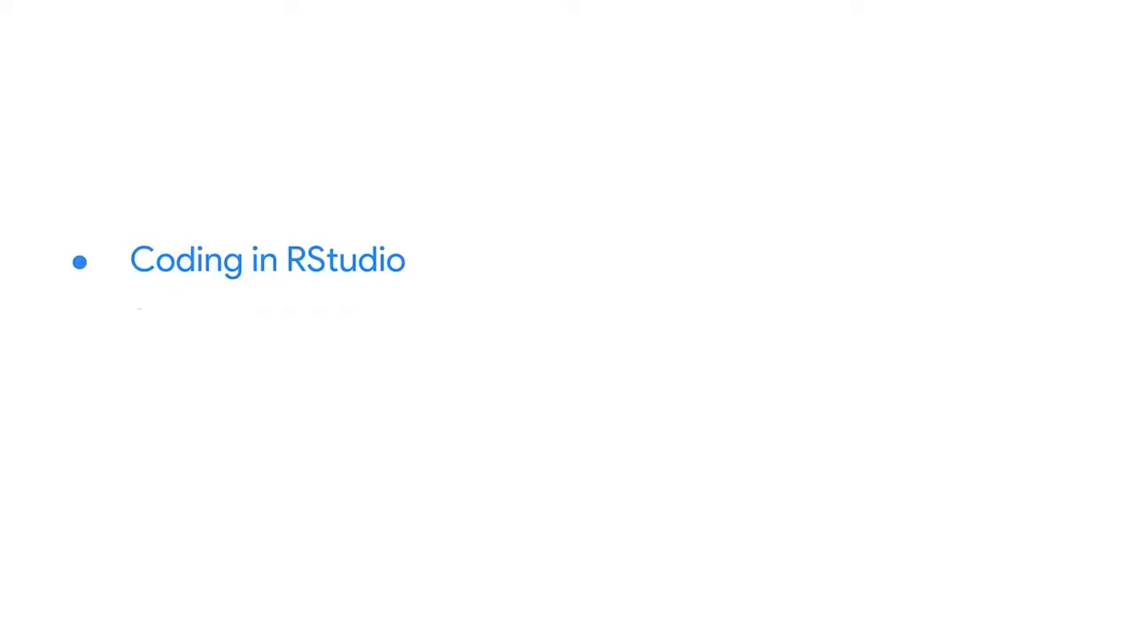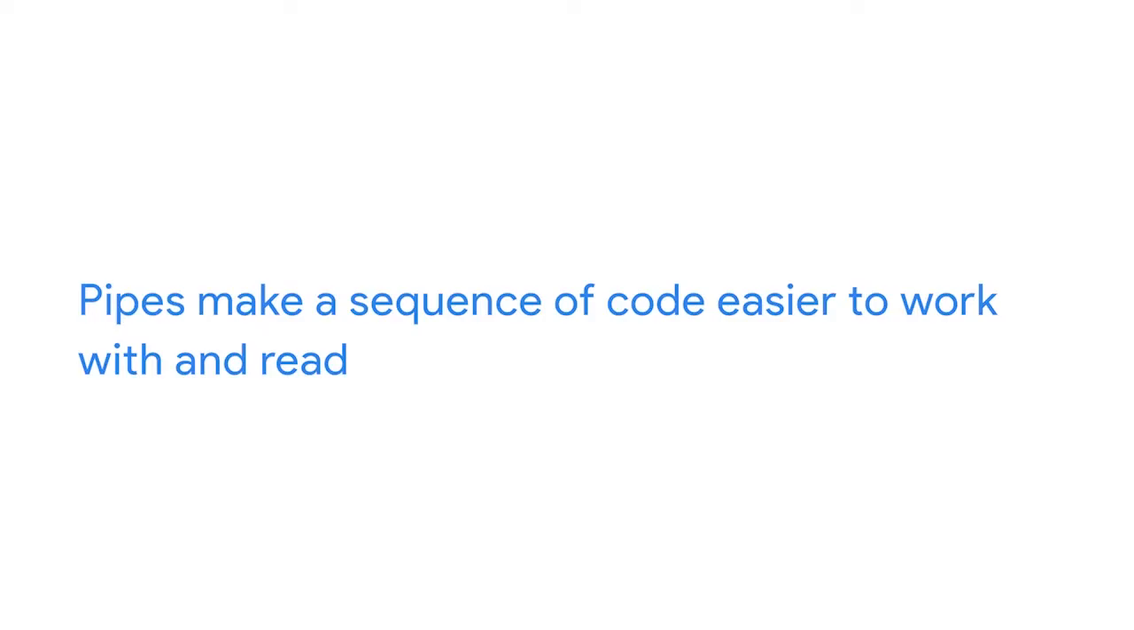Then we'll move into coding in RStudio. We'll discuss the syntax for performing calculations and the standards and naming conventions for all code. We'll also explore the R tool known as a pipe, which you'll use to make a sequence of code easier to work with and read.